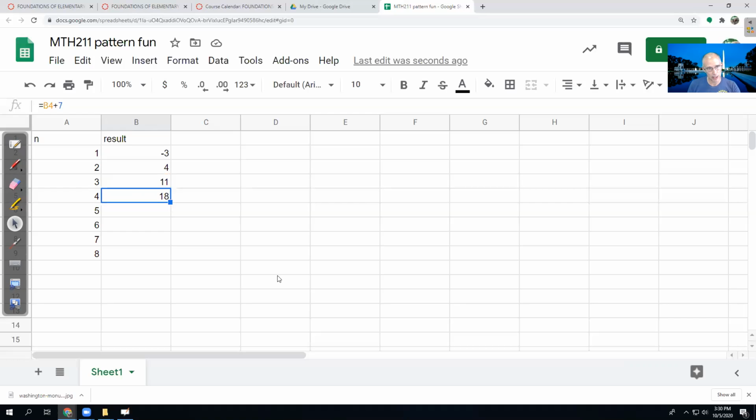All right, anybody have any trouble getting that recursive pattern to get in 1 cell? I can repeat it. I'm gonna repeat it anyway, just for fun. I'm gonna go into the cell underneath the 5th one. I'm just gonna say equals, click on the cell above, and then add 7.